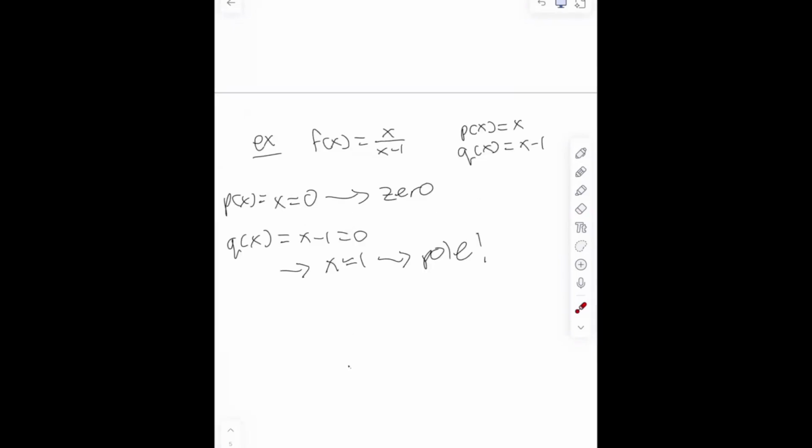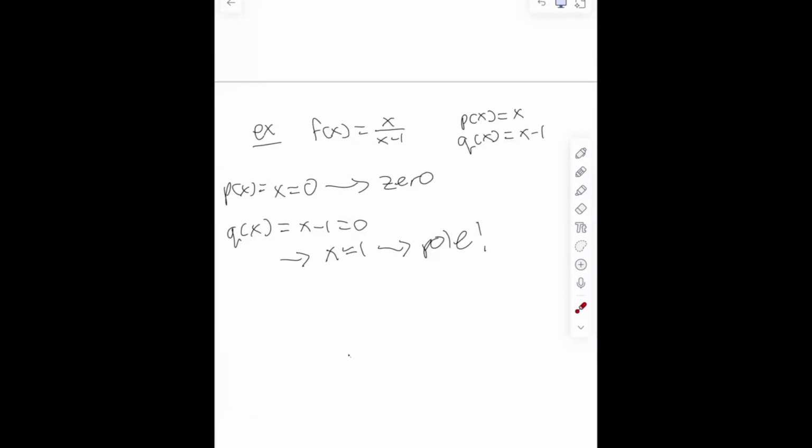Okay, so here's another function. It's a rational function. It's f of x equals x over x minus 1. The first thing we do, we identify the top and the bottom functions. The top of our fraction is going to be our p of x, and we see that that is x. So our top function is p of x equals x. And then our bottom function is x minus 1, and that'll be q of x. We'll have q of x equals x minus 1.